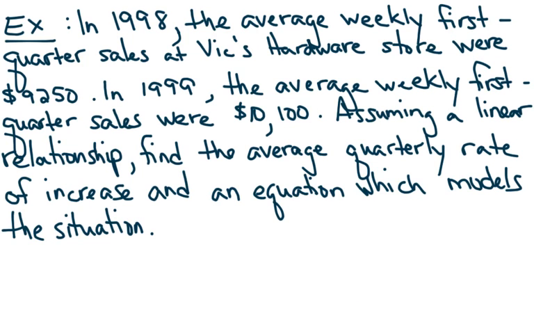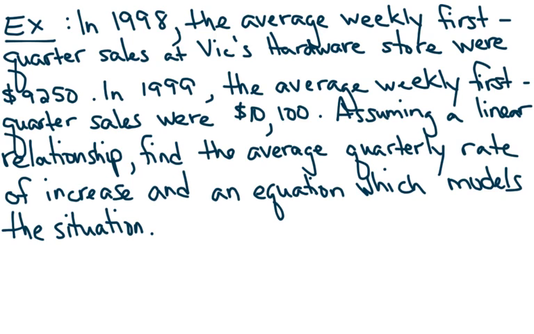Let's do an application problem of writing a linear equation from an application problem. In 1998, the average weekly first quarter sales at Vic's hardware store were $9,250. In 1999, the average weekly first quarter sales were $10,100. Assuming a linear relationship, find the average quarterly rate of increase and an equation which models the situation.